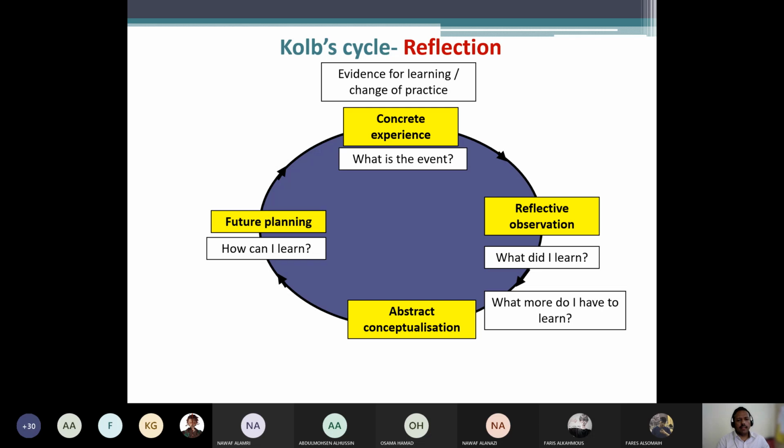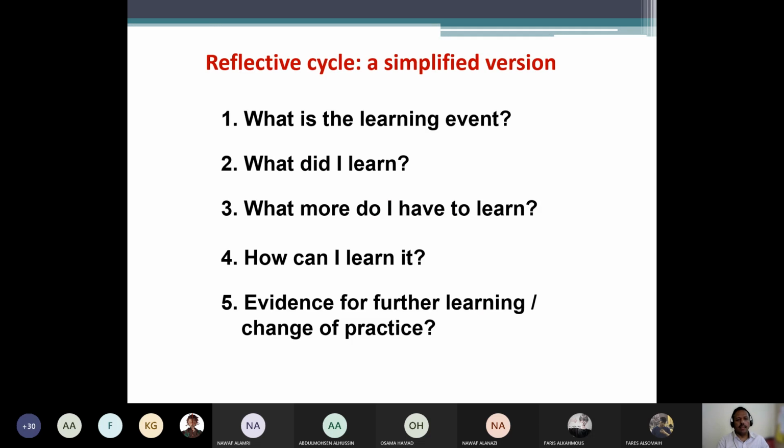So in this way, when you learn from previous experience, it is called the reflective cycle. What was the learning event? That is the previous match. What did you learn? I learned that we have to place someone in this position. What more do you have to do? Yes, you have to practice in this area, your weaknesses. How can you learn it? By improving or applying some other techniques. And evidence of the further learning is that you don't make the same mistake in the next exam or next match.